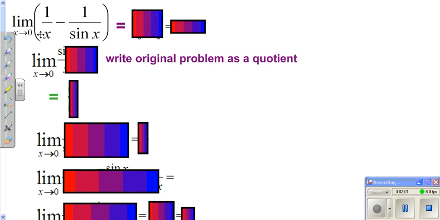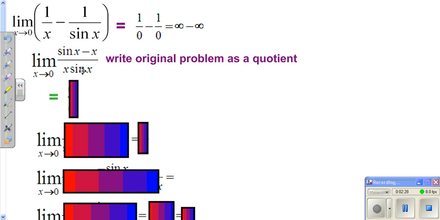Well, here we want to plug in 0. Get 1 over 0, which is undefined, minus 1 over 0, which is, for the most part, infinity minus infinity. Now, we cannot use L'Hopital's rule because it's not a quotient. So you got to do a common denominator, multiply top and bottom of the first one by sine x, the next one by an x, and so write it as a single quotient before you can use L'Hopital's rule.